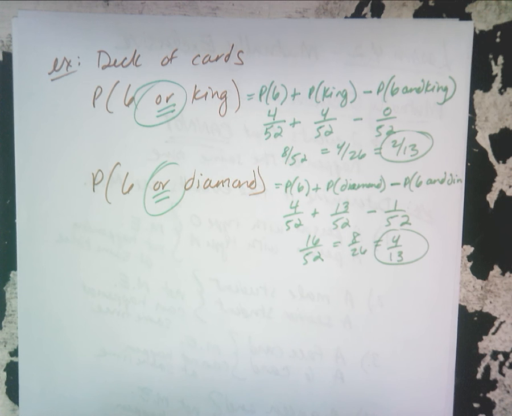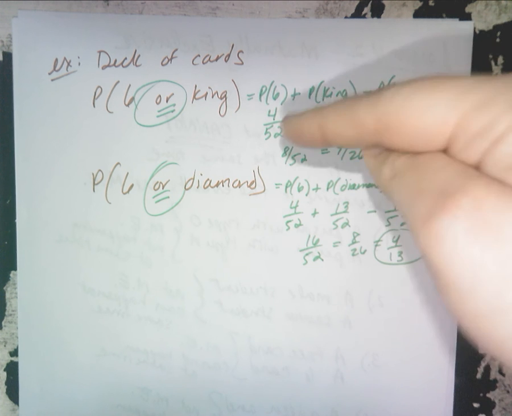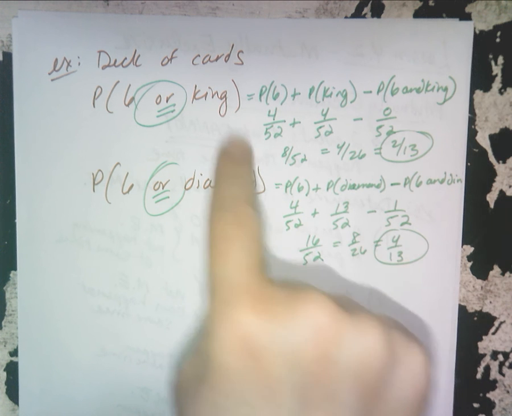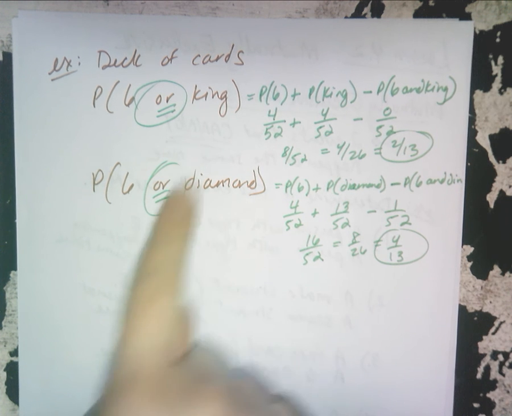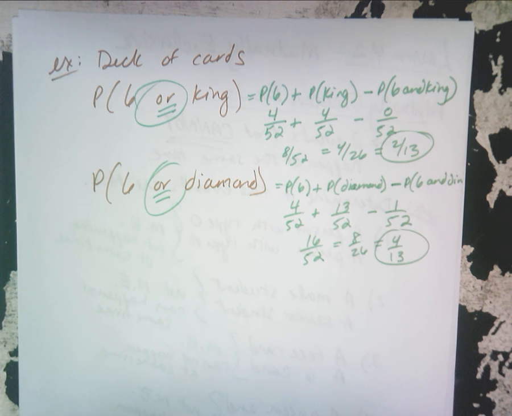First of all, it's only used for the word or, only. And you use it every time, because you'll always get the answer right, whether it's mutually exclusive or not mutually exclusive. This was mutually exclusive. This was not mutually exclusive. I don't care what it is, just do the thing every time you see the word or.